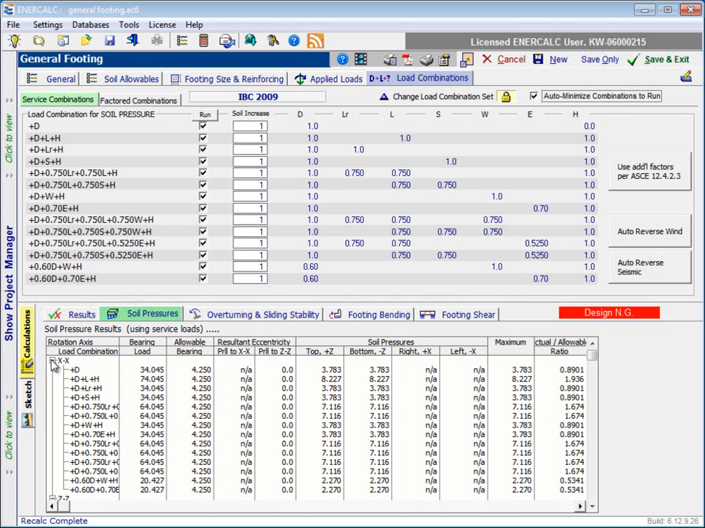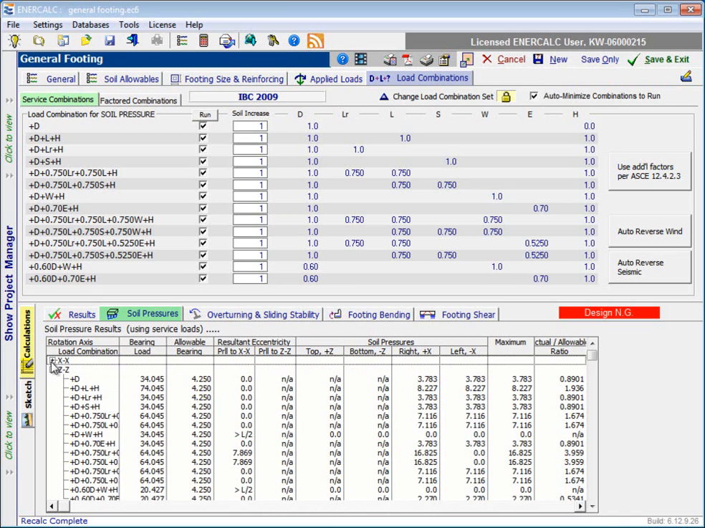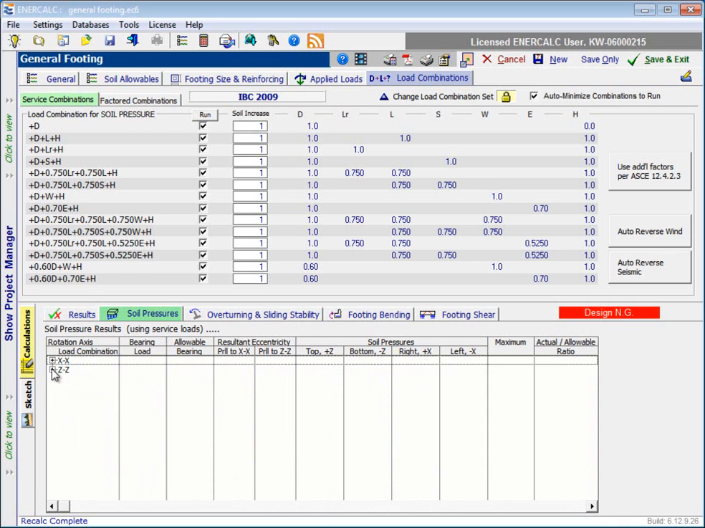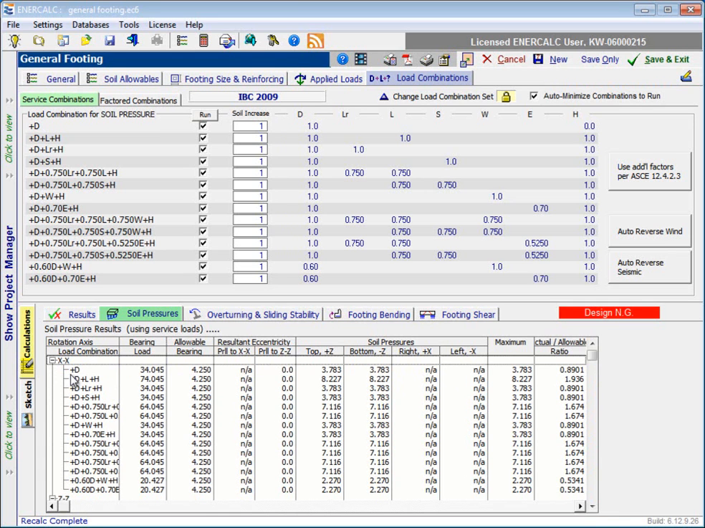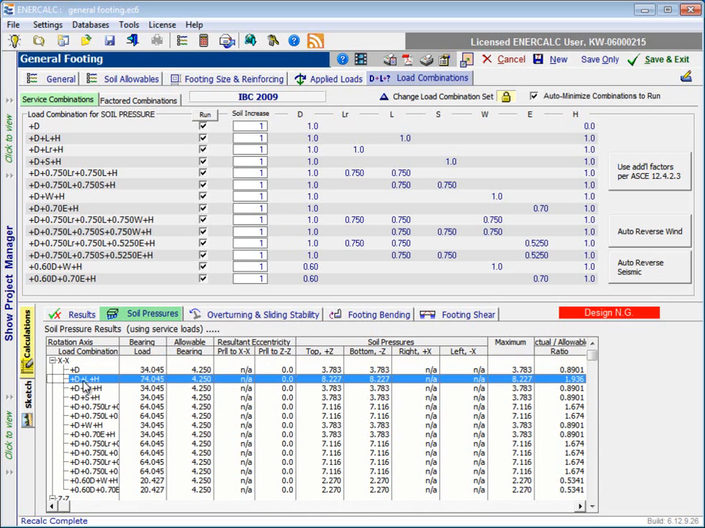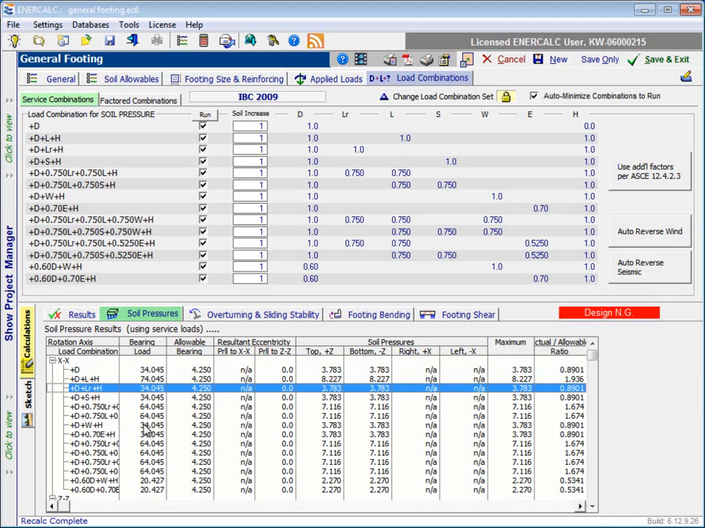When we look at the actual values, I just want to compress the results and show that there are two sets of values. One for load conditions that tend to cause rotation about the z-axis, and one for load conditions that tend to cause rotation about the x-axis. So from there we can look down through, and on a load combination by load combination basis we can see the bearing load, the allowable bearing pressure, and then we have a resultant eccentricity that's reported.